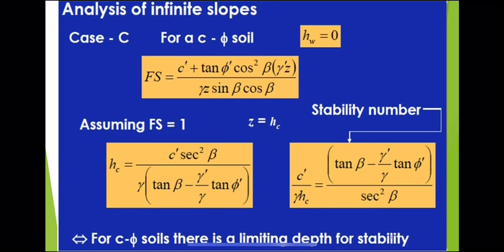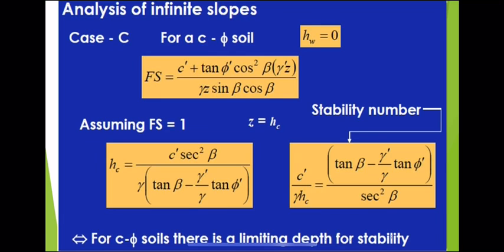In the case C, for a c phi soil, when we are keeping hw equal to 0, factor of safety is equal to c dash plus tan phi dash cos square beta of gamma dash z by gamma z sin beta cos beta. Whenever we are assuming factor of safety equal to 1 and we are assuming that depth z is equal to hc, we are going to get hc is equal to c dash secant square beta by gamma of tan beta minus gamma dash by gamma tan phi dash.